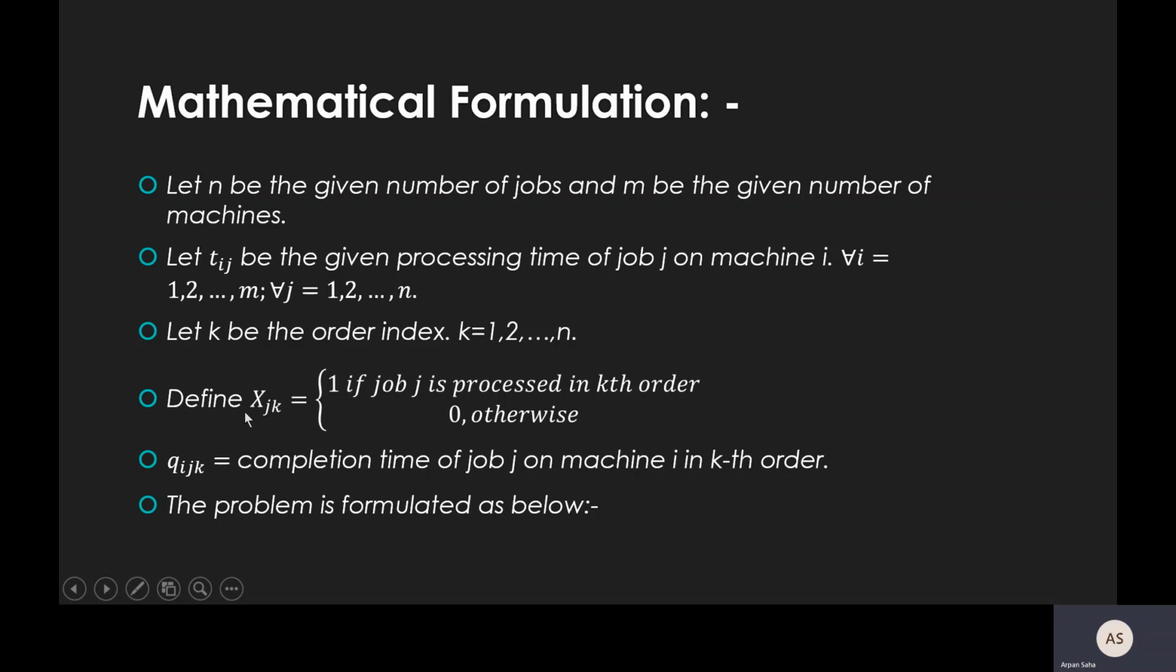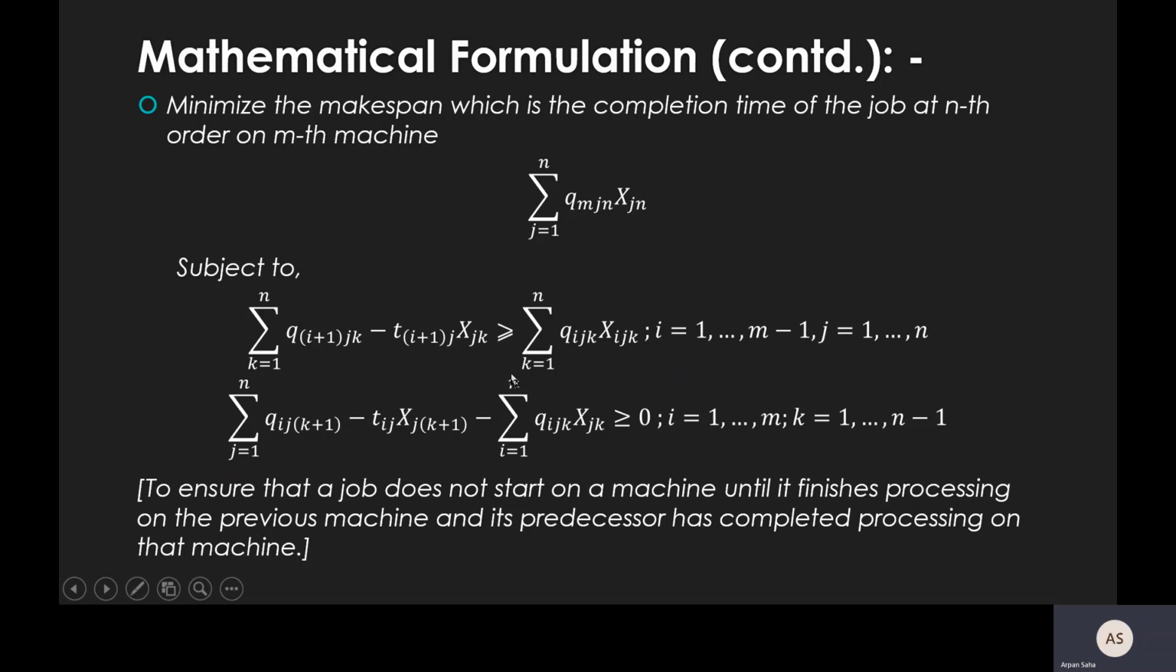Now we define our decision variable xjk, which is a binary decision variable which takes value 1 if job j is processed in kth order and takes value 0 in other cases. This is another parameter we have defined, qijk, which means completion time of job j on machine i in kth order. So given all these parameters and variables, now we can formulate the problem like this. Here our objective function is the makespan. So what does makespan mean?